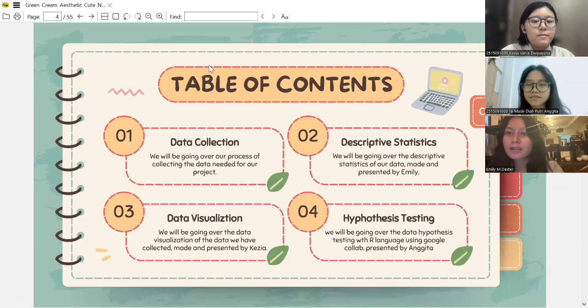Table of contents. First, we will go into data collection, where we'll be going over our process of collecting the data needed for a project. The second is descriptive statistics, where we'll be going over the descriptive statistics of our data made and presented by me. The third is data visualization, where we'll be going over the data visualization of the data we have collected, made and presented by Kesia. And lastly, the fourth, hypothesis testing. We'll be going over the data hypothesis testing with our language using Google Colab, presented by Angita.